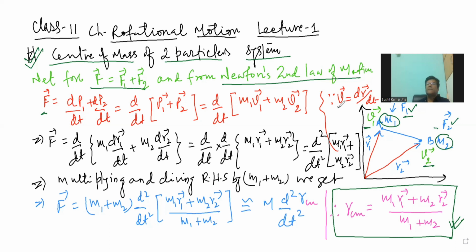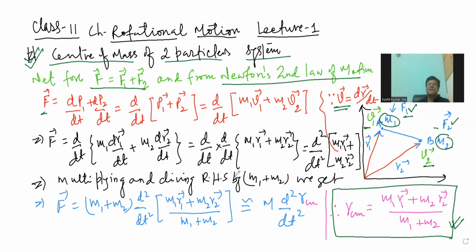Now we know the velocity in terms of position vector as dr upon dt. So F is equal to d upon dt of m1 v1, that is dr1 by dt, plus m2 dr2 by dt. Now again d upon dt can be taken common. So one d upon dt is existing and this d upon dt is common, so d upon dt into d upon dt, and so m1 r1 plus m2 r2, which means d2 upon dt square, and within the bracket m1 r1 plus m2 r2.